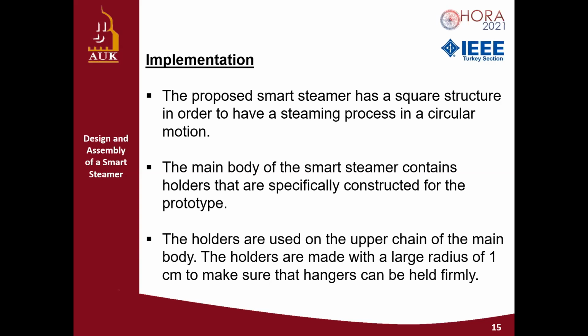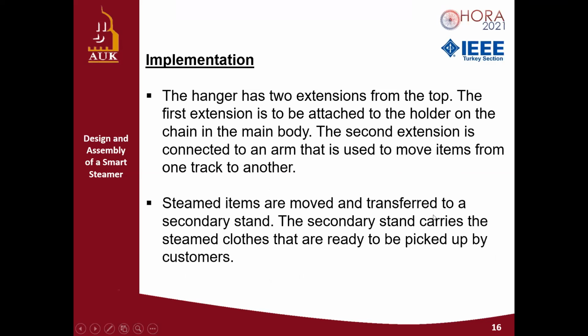The holders are made with a large radius of around 1 centimeter to make sure that hangers can be held firmly. The hanger has two extensions from the top. The first extension is to be attached to the holder on the main chain. The second extension is connected to an arm that is used to move items from one track to another.